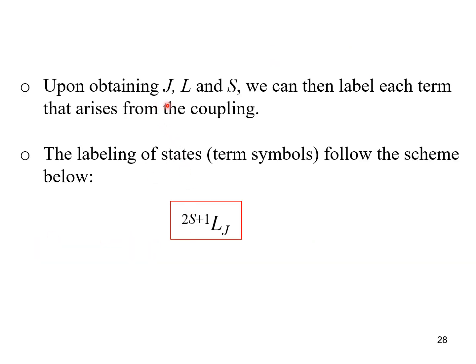By having the values of J, L, and S, we can label each term that arises from the coupling. So the labeling of the state or the term symbols follows the scheme 2S plus 1, L is the state symbol, and subscript J is the spin-orbit coupling effect.